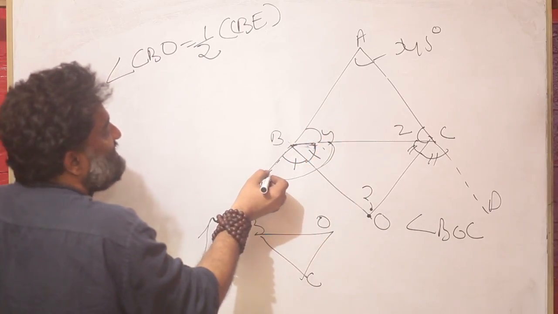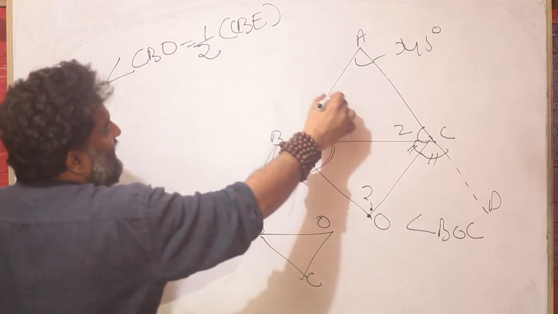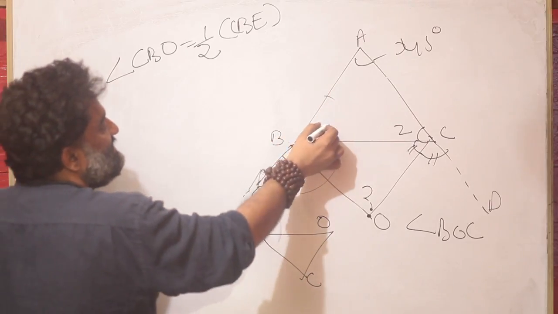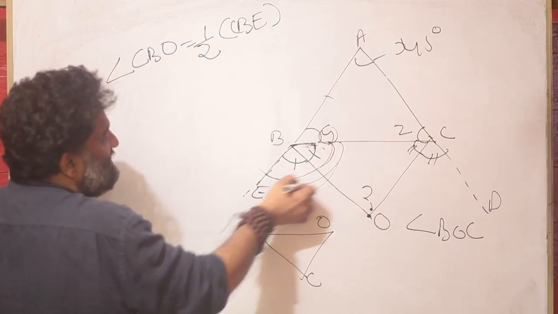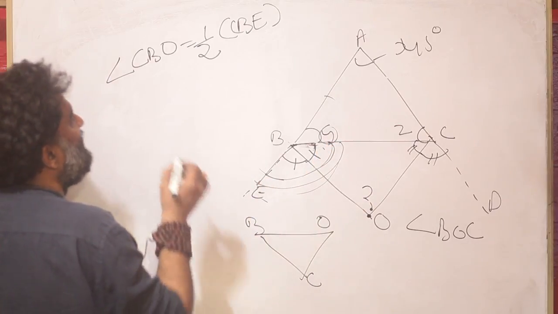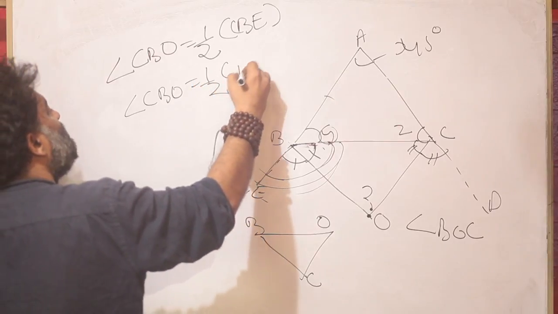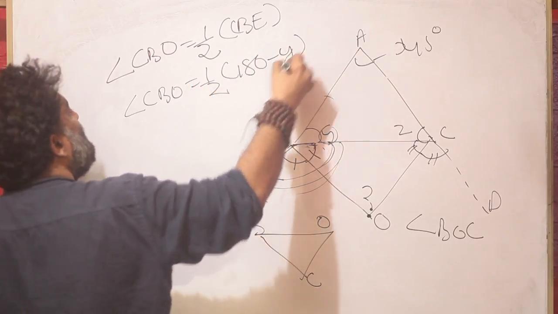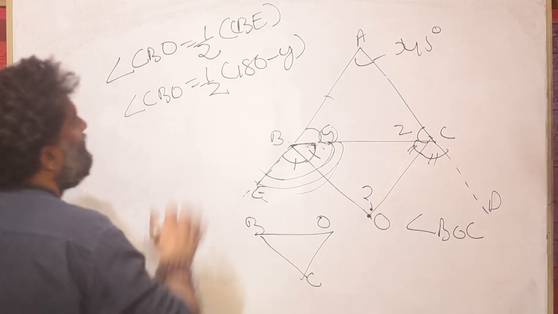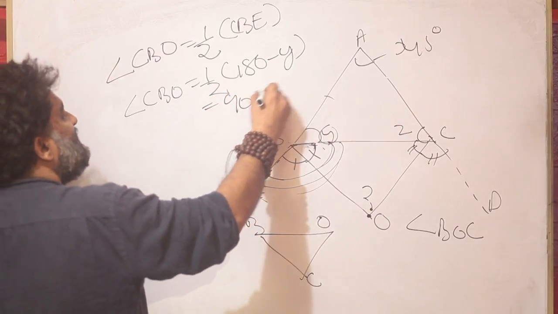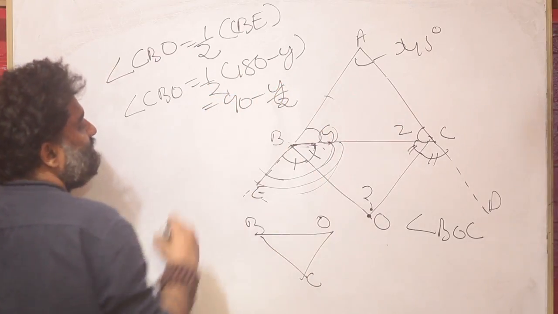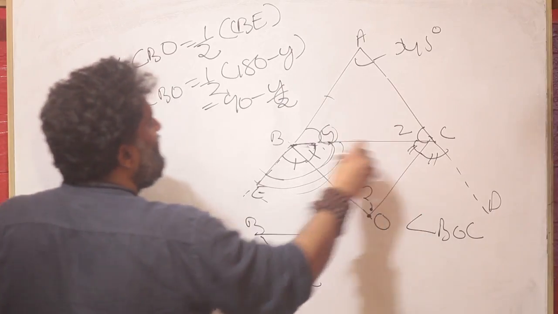Angle CBE itself was 180 minus Y, because this whole thing is 180. This is Y. So this angle CBE is going to be 180 minus Y. Angle CBO is equal to half of 180 minus Y. Keep this here. This will become 90 minus Y by 2. Play with this story now.